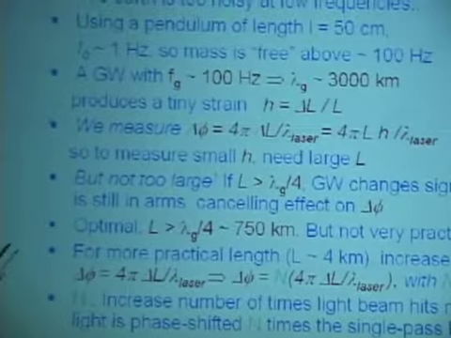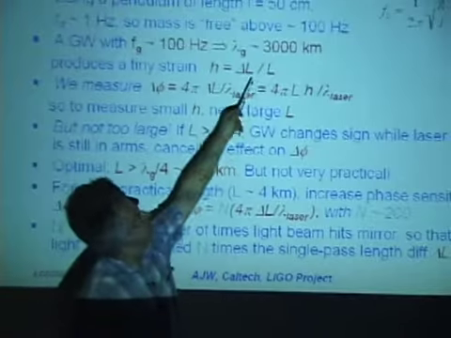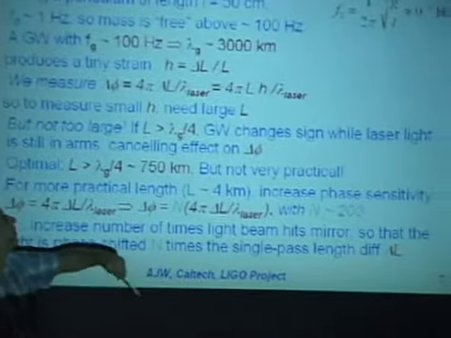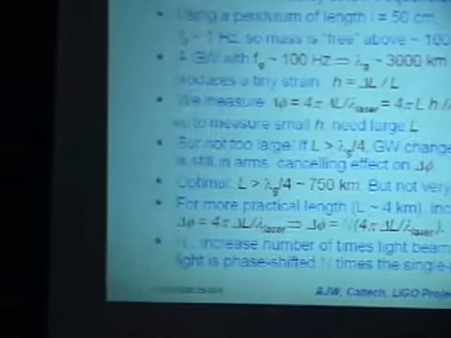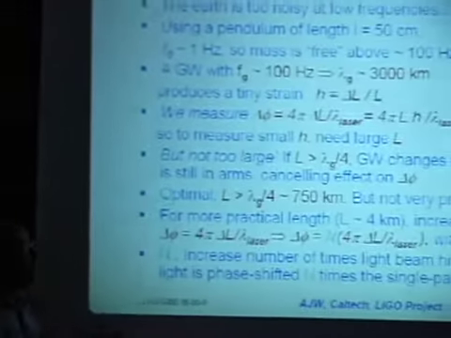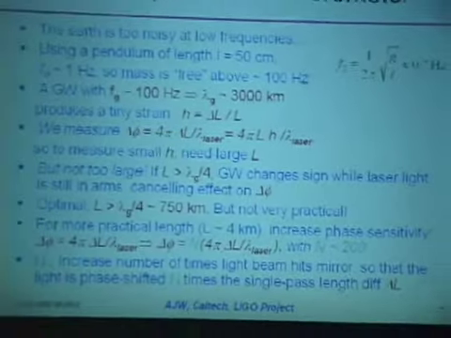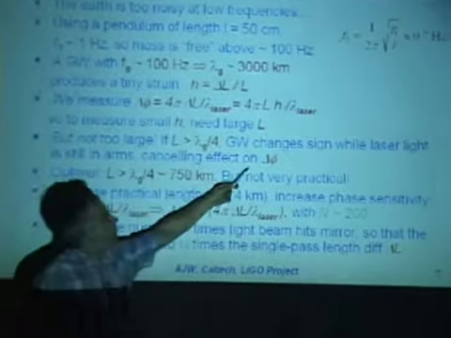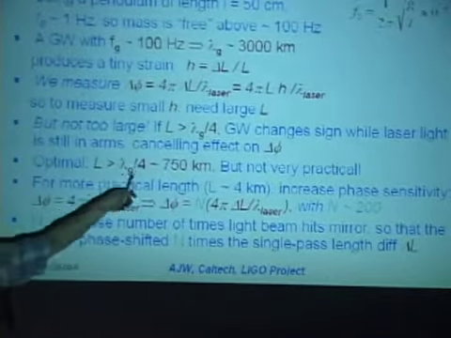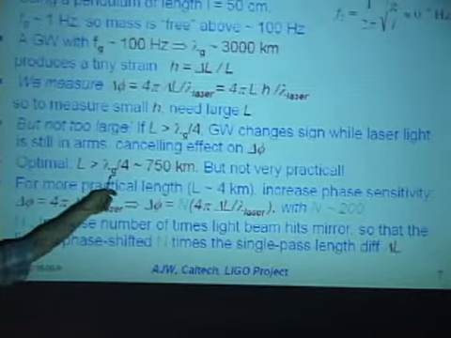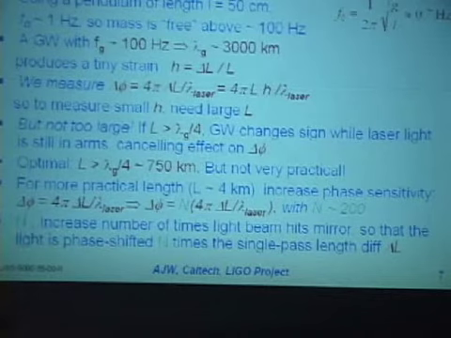But you can't make it too large, because if you make the length larger than the wavelength of the gravitational wave divided by 4 or so, the gravitational wave changes sign while the laser light is still in the arms, and that cancels out the effect on the phase shift. So the light is still bouncing around in the arms, and the change due to h cancels itself. You start losing sensitivity. So there is some kind of optimal length, on the order of the wavelength of the gravitational wave you're targeting divided by 4. That's about 750 kilometers for this example at 100 hertz.